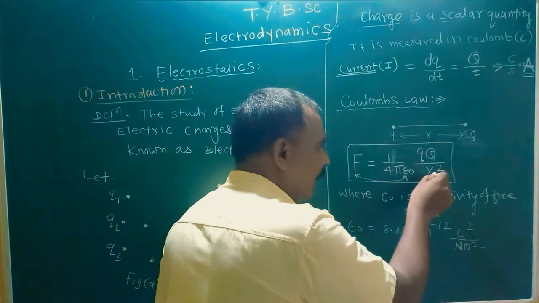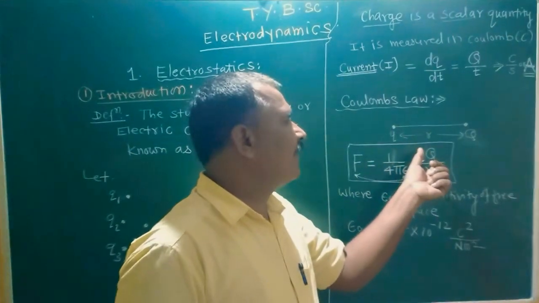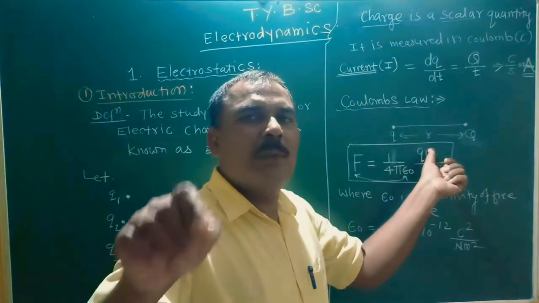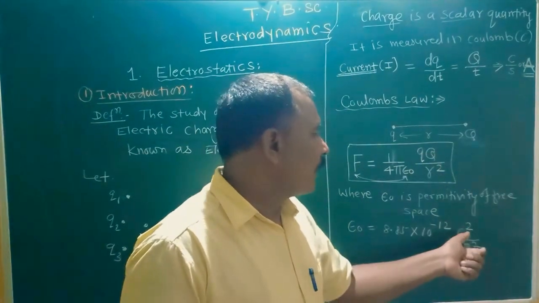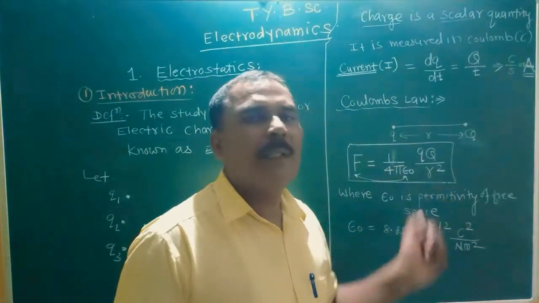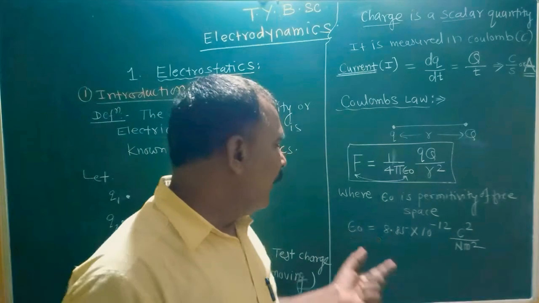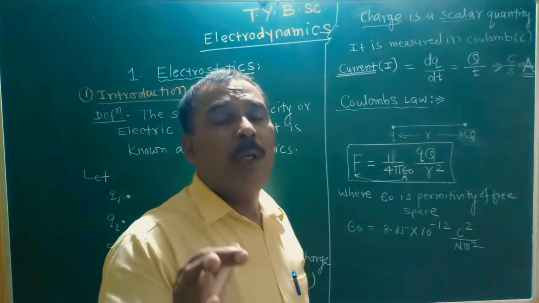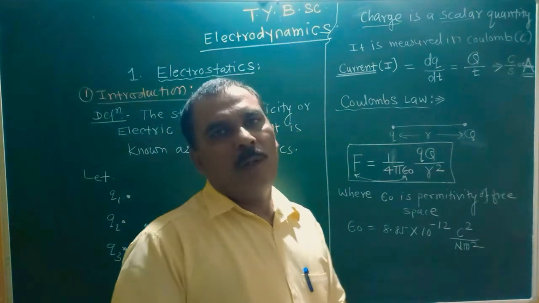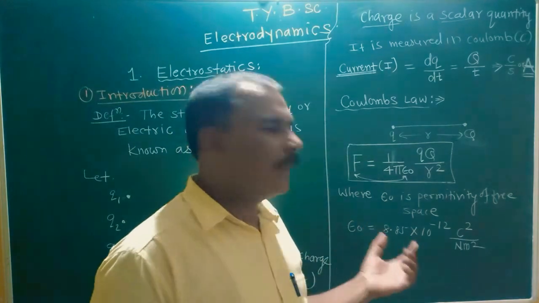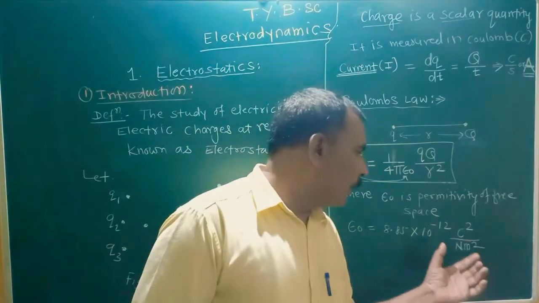F is what? Newton. R is what? A distance. Distance is measured in meter. So it is Newton meter square. The first charge Q is measured in Coulomb, and the other charge Q is also measured in Coulomb. So Q into Q is Coulomb into Coulomb. So the unit is Coulomb square per Newton meter square. A very simple unit to use here. And the value of epsilon 0 is very important while solving problems. We need to know this factor for problem solving: 8.85 into 10 to the power minus 12 Coulomb square per Newton meter square.